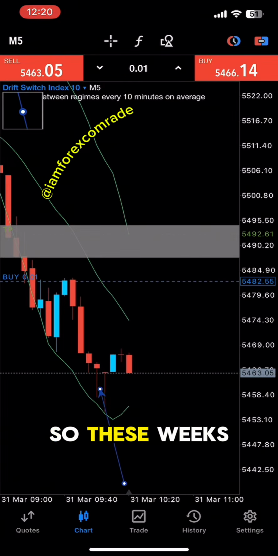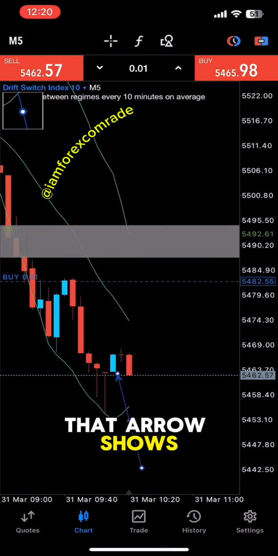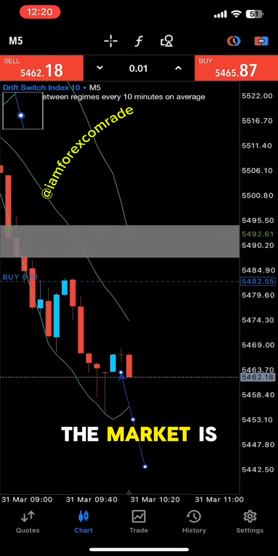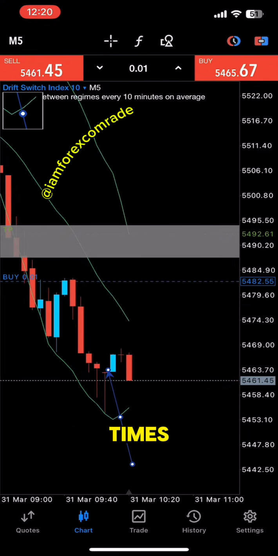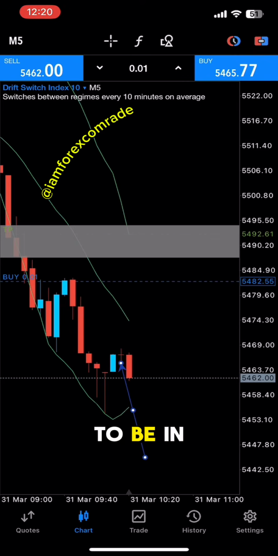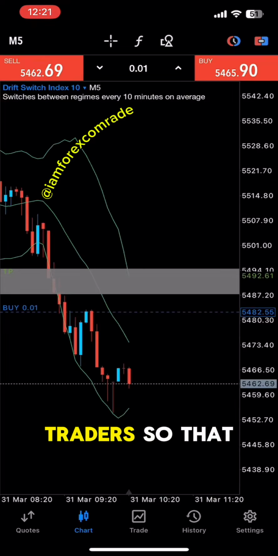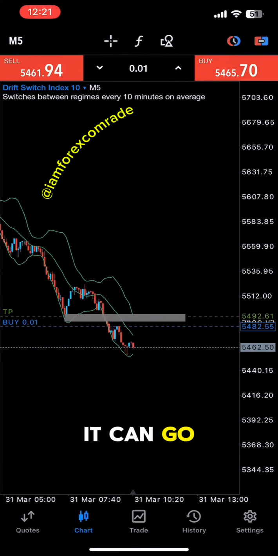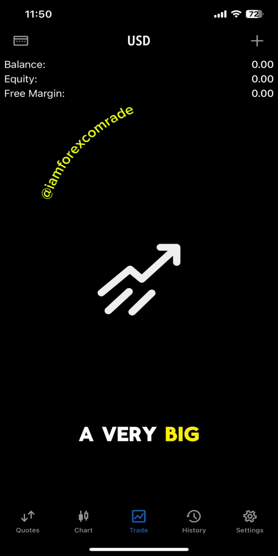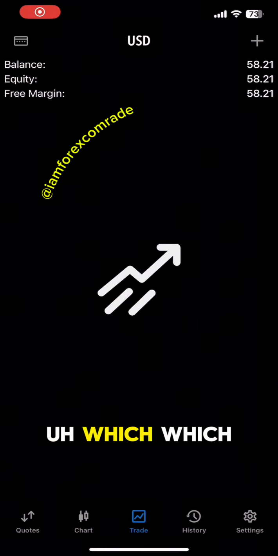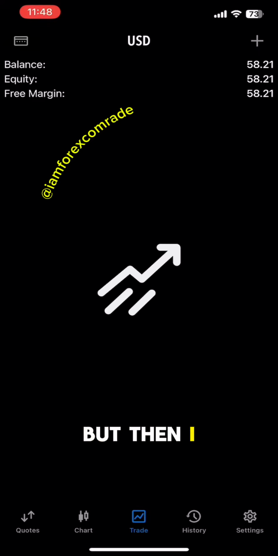These wicks marked by that arrow show that the market is being rejected quite a number of times, which means the bulls are actually going to be in power. It just wants to exhaust the traders so that it can go without the traders in it. And I'm in a very big loss. Even after some time, the account is at zero, which happens of course. But then I funded it again with $58.21.